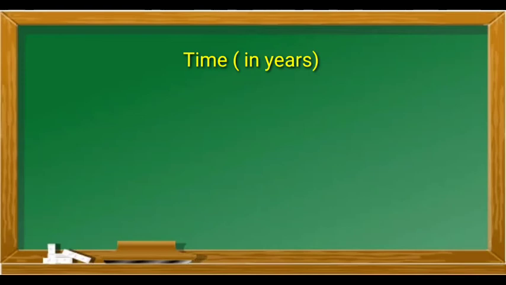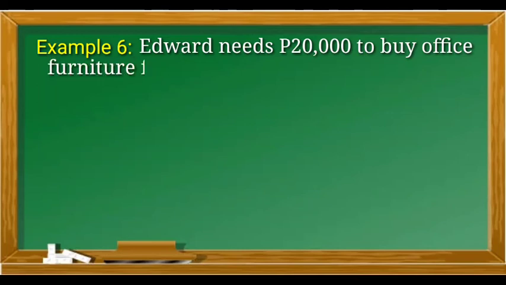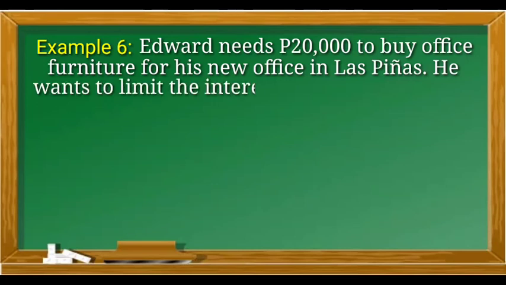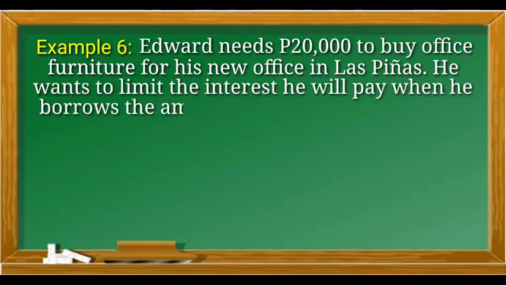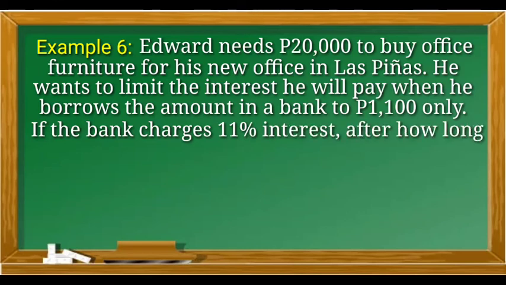Kapag ang hinahanap naman ay time, ang gagamitin nating formula ay T equals I over PR. For example, Edward needs 20,000 to buy office furniture for his new office in Las Piñas. He wants to limit the interest he will pay when he borrows the amount in the bank to 1,100 only. If the bank charges 11% interest, after how long must Edward pay his obligation?